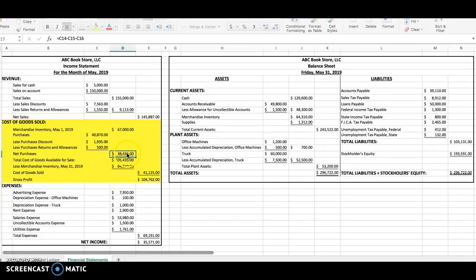Now, when you add the net purchases that would be found after this little calculation of deducting discounts and returns and allowances, we would add that $38,435 to the original merchandise inventory, and that would be part of an adjusting entry that we may not have time to get to, but it would involve adding this amount to the original merchandise inventory, which means we had available for sale during the month of May a total of $105,435. It would consist of the merchandise inventory we had at the beginning of the month and the net purchases that we acquired during the month of May, adding the two together.